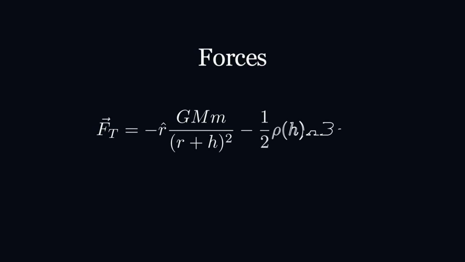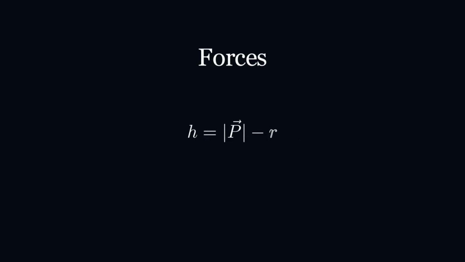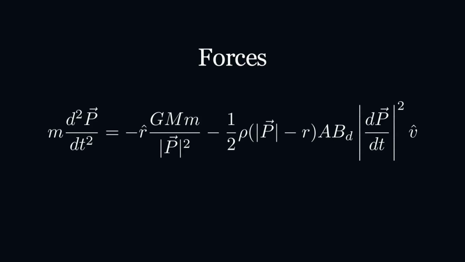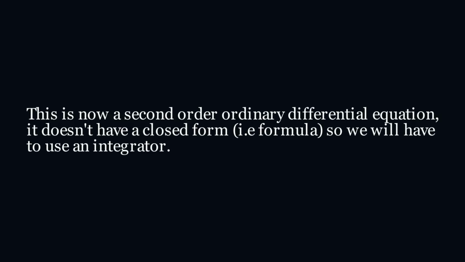We now get the resultant force as the equation shown on screen. Now look, we can find the height in terms of position. Velocity is just a derivative of position, and acceleration is just a derivative of velocity, both with respect to time. Substituting these back in, we get this horrendous equation, but it shows that it's an ordinary differential equation with respect to position and time. So sadly, there isn't a closed form solution in this case.